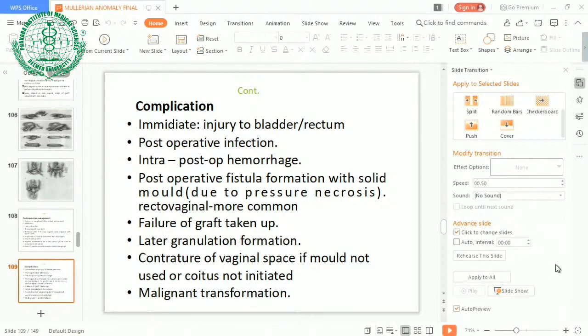Complications: immediate injury to the bladder or rectum, post-operative infection, hemorrhage, and post-operative fissure formation with a solid mold due to pressure necrosis. That's why a mold made of foam is nowadays used. Other complications are failure of the graft to take up, later granulation formation, and contracture of the vaginal space if the mold is not used or coitus is not initiated.